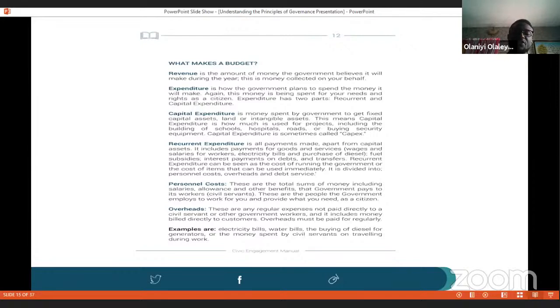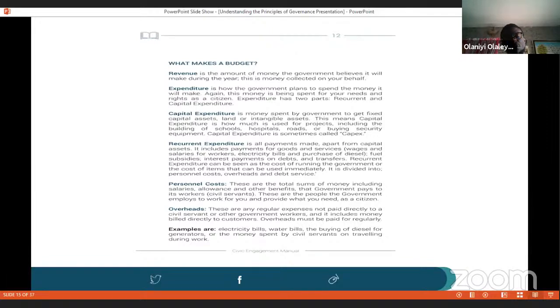So the next one, we call it the recurrent expenditure. So what do we mean by the recurrent expenditure? The recurrent expenditure is all payments made apart from capital assets, which include payments for goods and services, salaries of workers, purchase of diesel, internet, and all of that. So recurrent expenditure is used to run the government. This is where they pay salaries of workers. So if you are talking about the expenditure of government, it is divided into two: the capital component and the recurrent component.